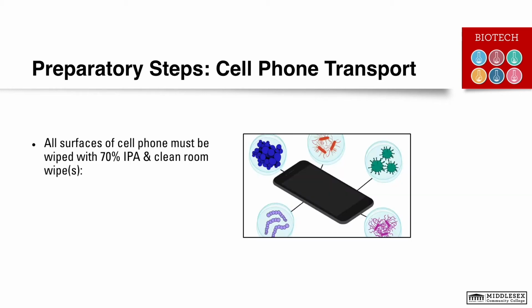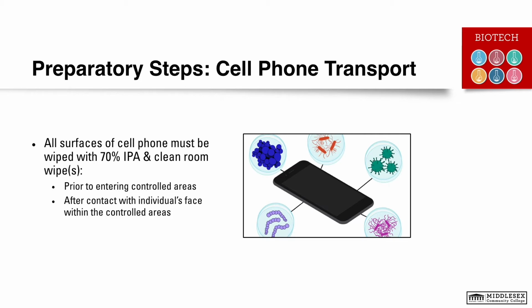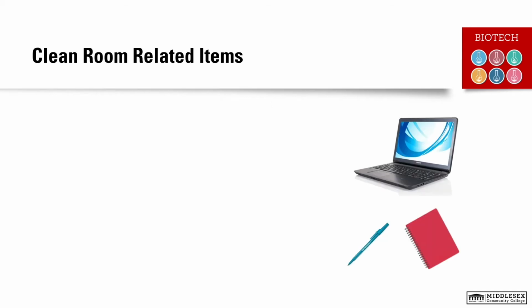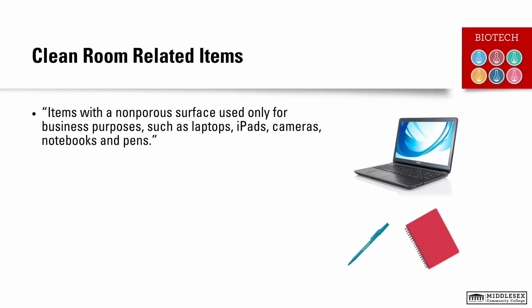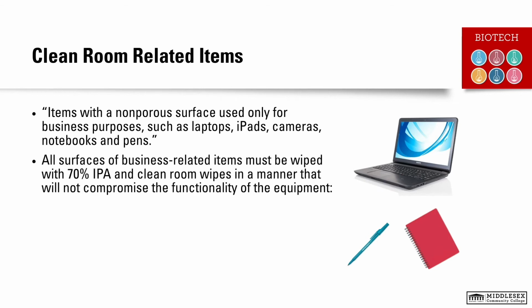All surfaces of cell phones must be wiped with a 70% IPA solution or clean room wipes. This should be done prior to entering the controlled areas. After contact with an individual's face, the cell phone should also be re-sanitized. Other items that should be sanitized are those with a non-porous surface and used only for school purposes. This would include laptops, iPads, cameras, notebooks, and pens. All surfaces of school-related items should be wiped with that 70% IPA solution.